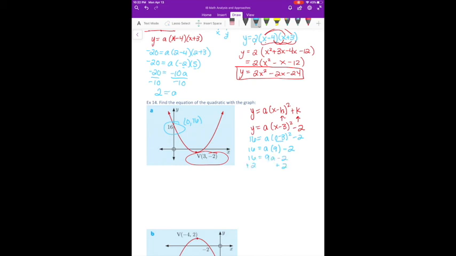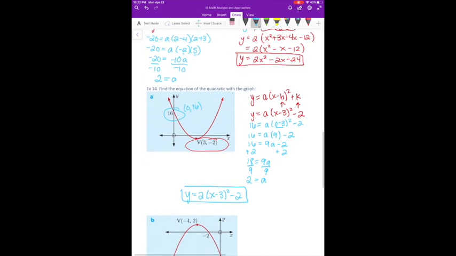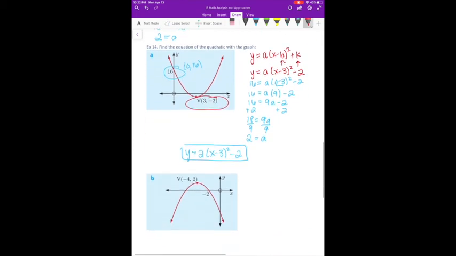Add 2 to both sides. I get 18 equals 9a. Divide by 9. A equals 2. So my quadratic is y equals 2 times x minus 3 squared minus 2. I don't have to write it in general form, so make your life easy. Keep it that way. All right, last one.